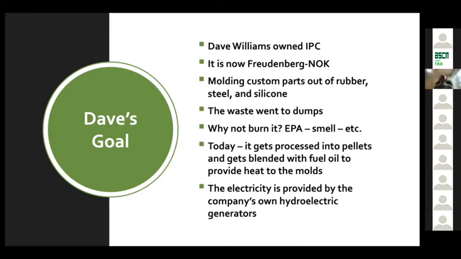Today, through the process that he started, unfortunately, he didn't live to see it conclude, but all of that waste gets reprocessed into pellets, and then those pellets get blended with the fuel oil, and they put it back into the burners, and they use that to heat the heating oil that circulates through the molds to keep the molds at an even temperature.